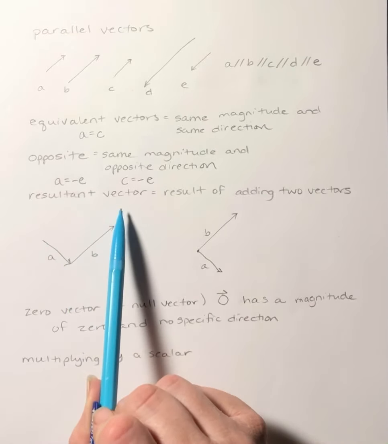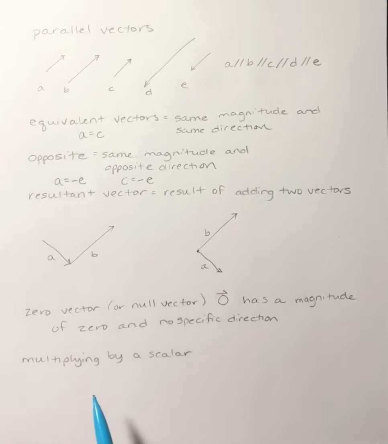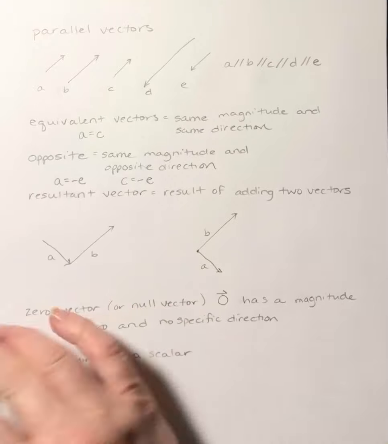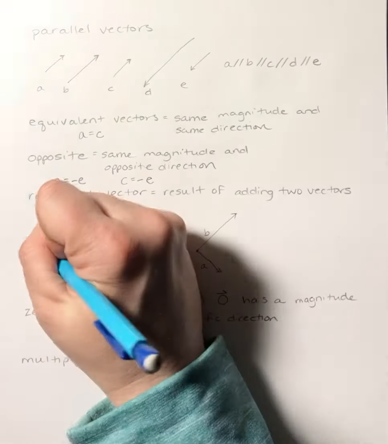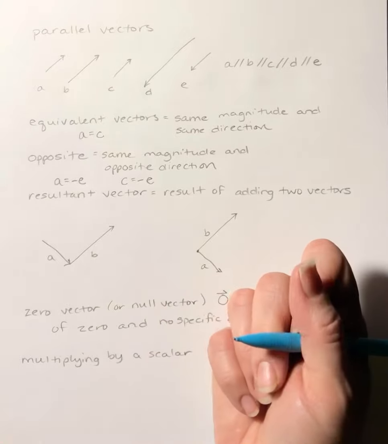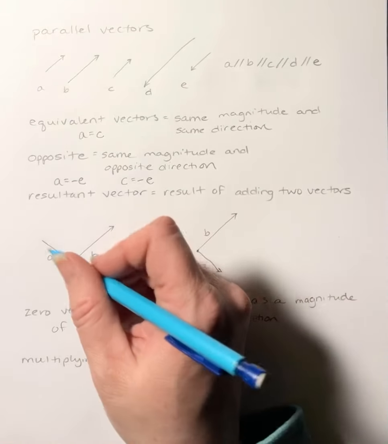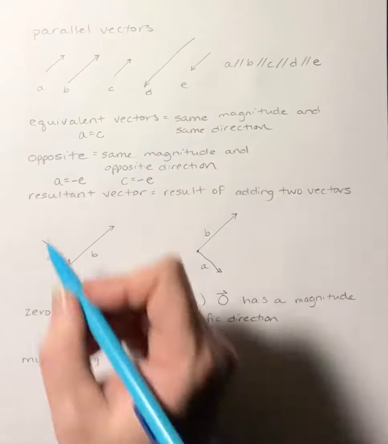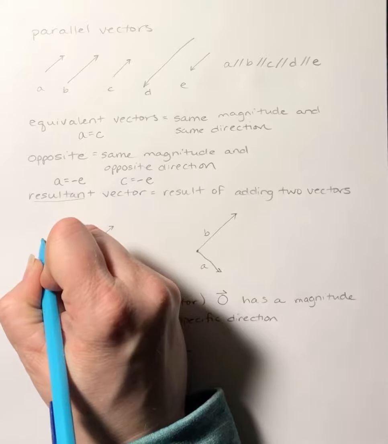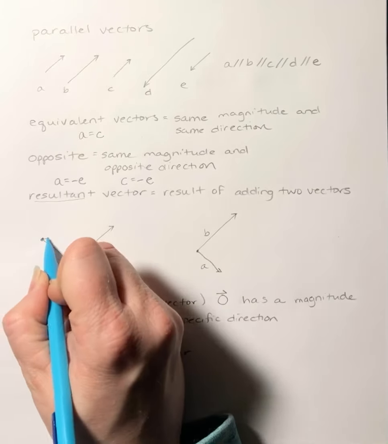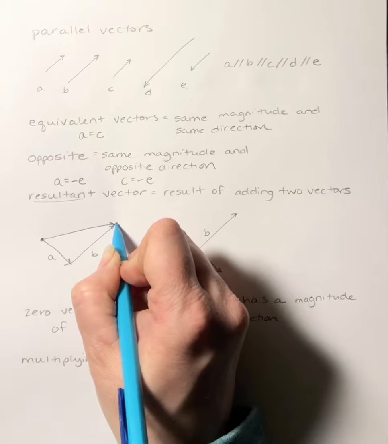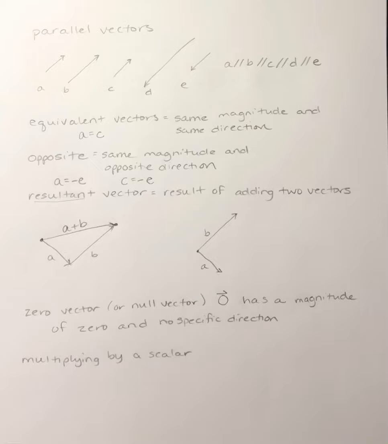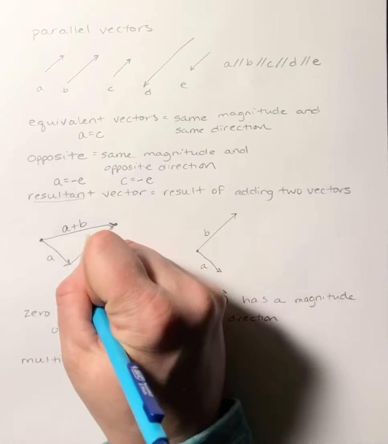The resultant vector is the result of adding 2 vectors. And there are 2 ways that you can do this. The first one is called the tip to tail method. However many vectors you have, you start with the first one, and typically it's started in standard position. I just gave you a vector A, and we put the tip to the tail, and then the resultant vector starts from the very beginning and goes to the very end. So this would be A plus B. This is called the triangle method.